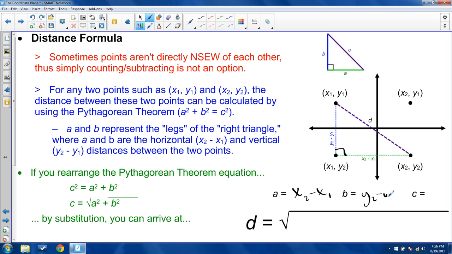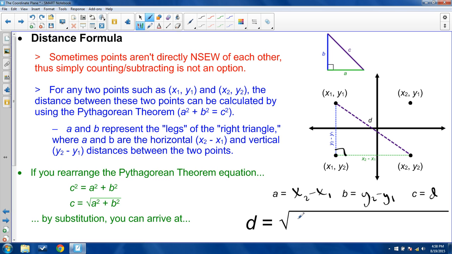Now I could do absolute value here. I should, really. But because I'm going to be squaring them, absolute value won't matter. My values will become positive anyway. So if you rearrange the Pythagorean theorem equation, so I put c squared on this side instead, now you take the square root of both sides. The square root of c squared is c. The square root of a squared plus b squared is literally the square root of a squared plus b squared. I can now substitute some values here. I'm going to substitute x2 minus x1 for A, y2 minus y1 for B, and for the sake of argument, let's say that D is being substituted for C to calculate distance, right? Distance D. So D will substitute for C right there.